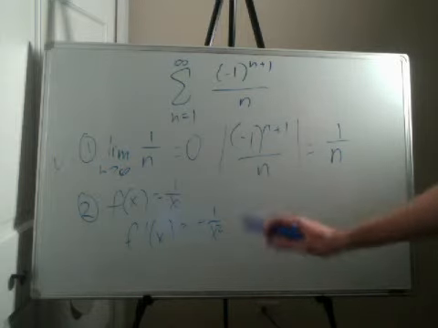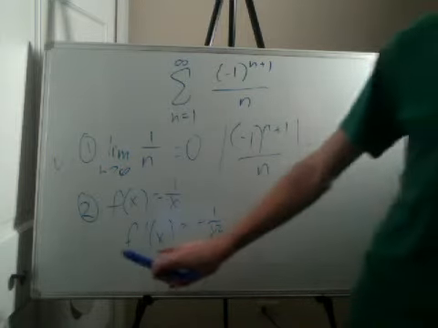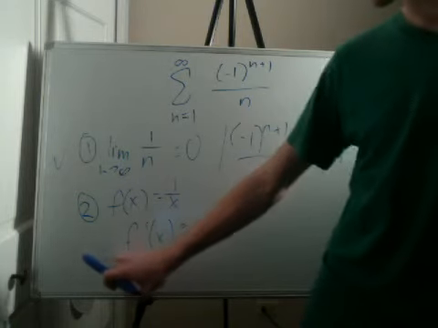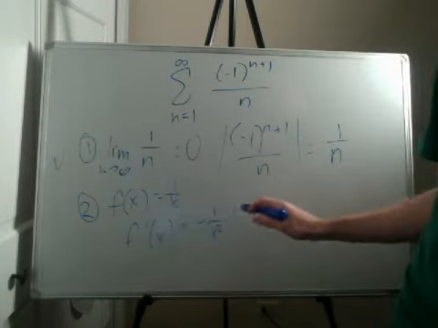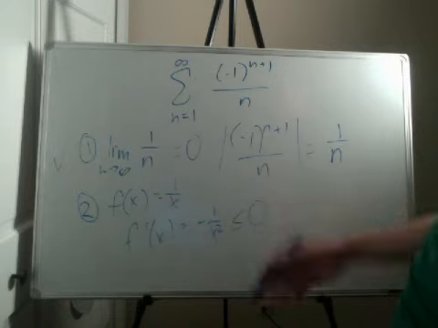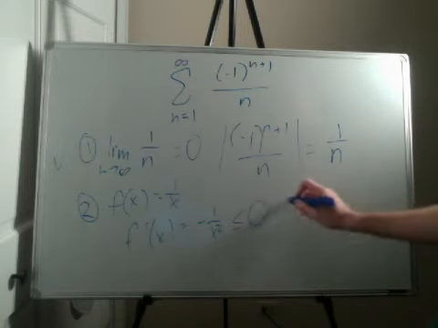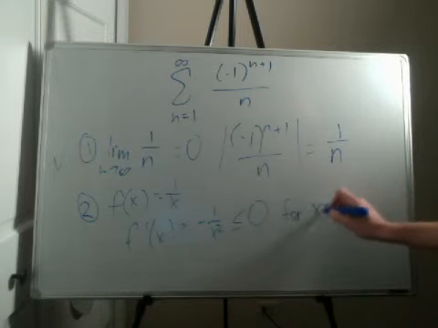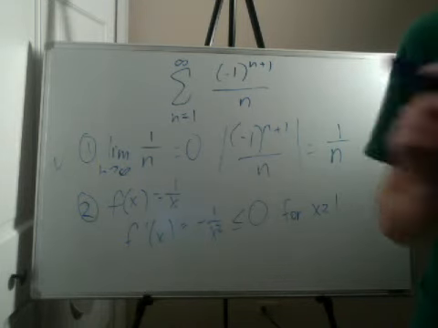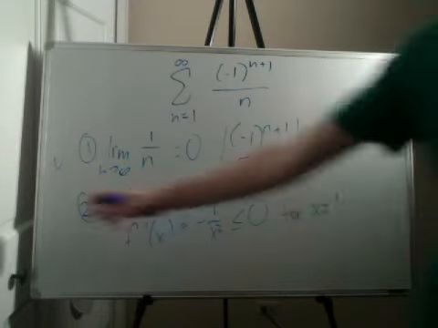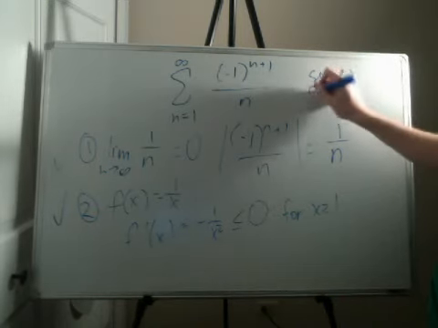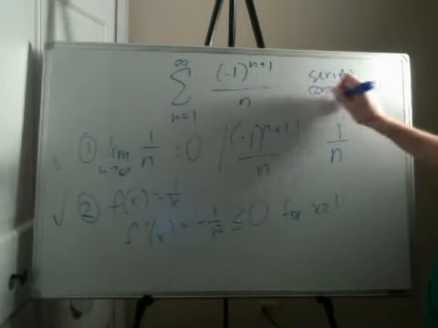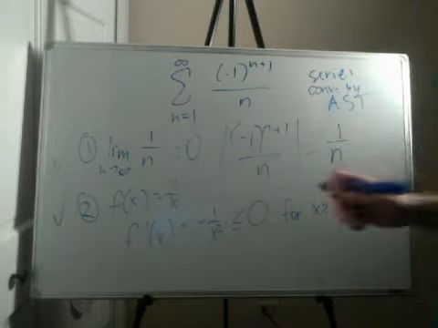Because the point is that the number is always going to be negative, and because this is a derivative, as long as it's negative, then that means it's going to be decreasing. And for that reason, you're just going to say this is less than or equal to 0, because it is for x greater than or equal to 1. So therefore, it passes this test, and you can say the series converges by the alternating series test, or AST.